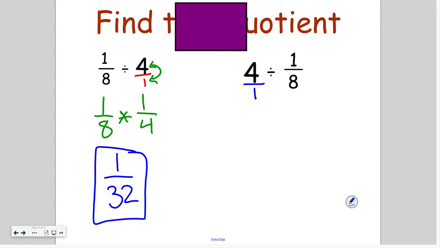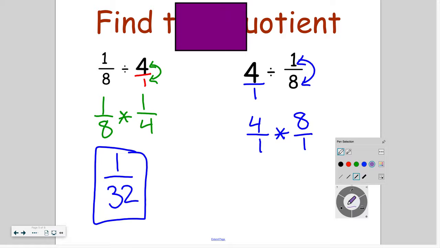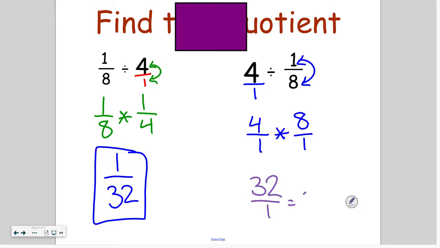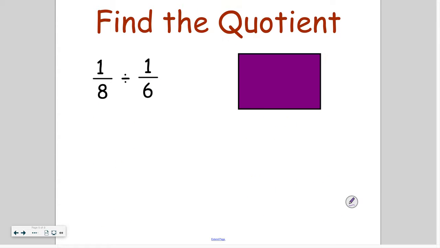Put that 1 on the bottom in order to turn 4 into a fraction. Same 3 steps apply. Keep the first, change the sign, and flip that second fraction over. So we flip that over to 8 over 1. 4 times 8 is 32 over 1. And we can reduce this to a final answer of just 32.